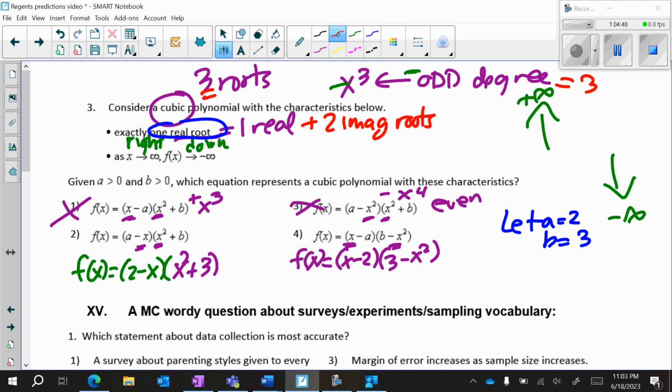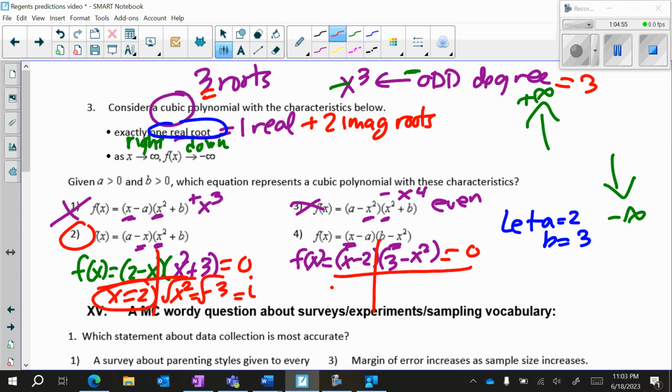Or you could solve. If you solve, you would set it equal to 0. You would get x equals 2, and then you know what you would get over here? You would get x squared equals a negative number. When you square root, you know what you get? Imaginary. So this is going to be the answer, choice 2. If you were to do this one, you will get x equals 2 as well, but then you get 3 equals x squared. You're going to get irrational but real, plus or minus radical 3. This would have been plus or minus radical negative 3. So the answer is choice 2. I say graph it.